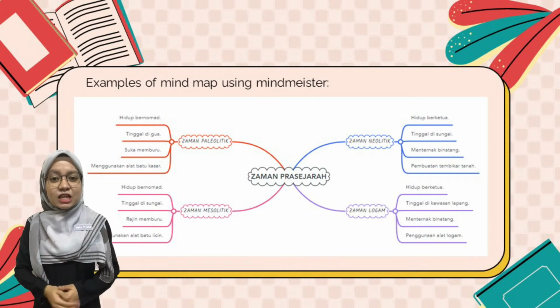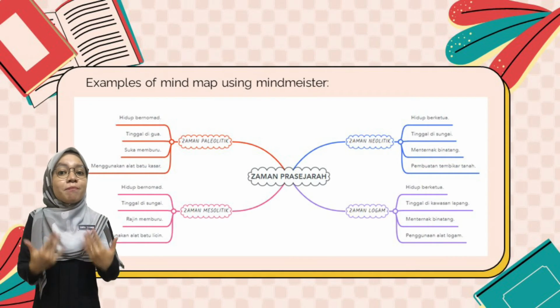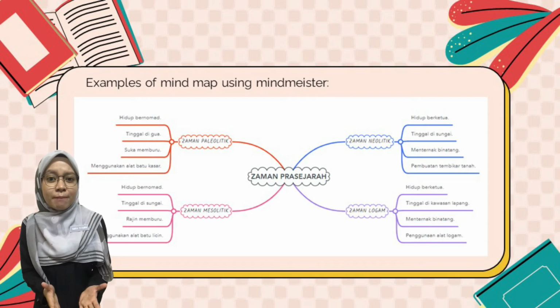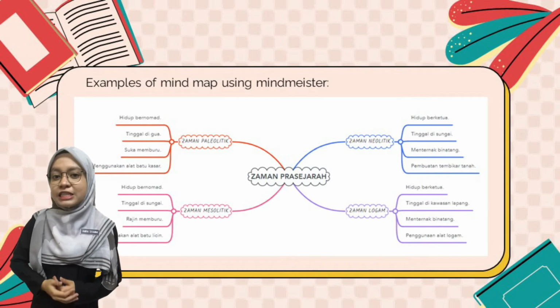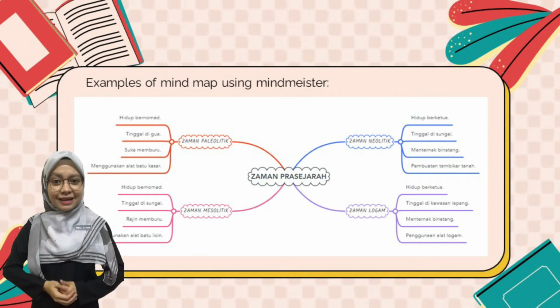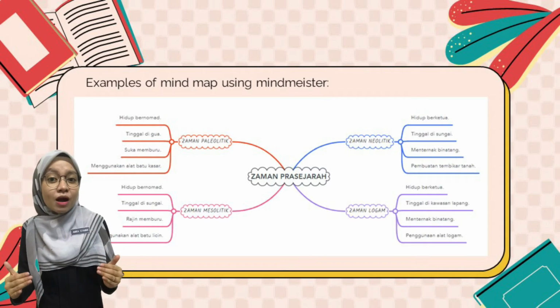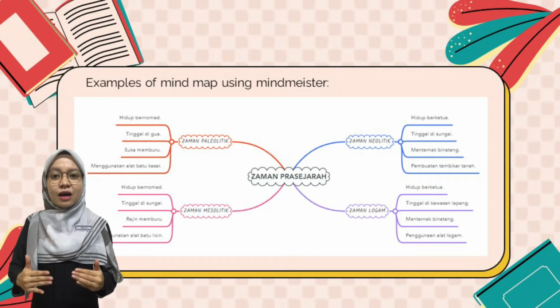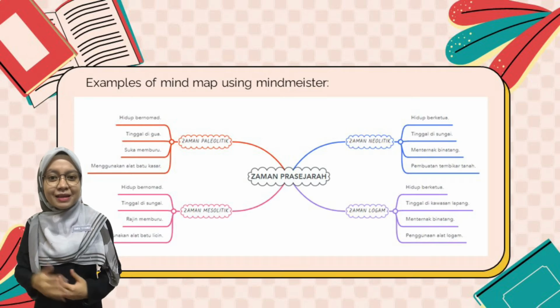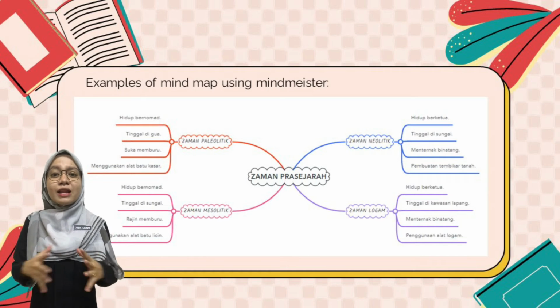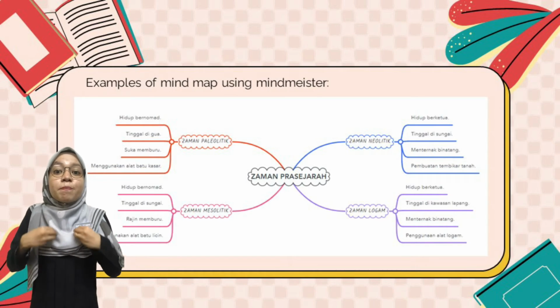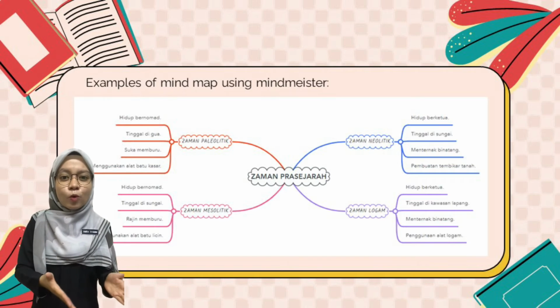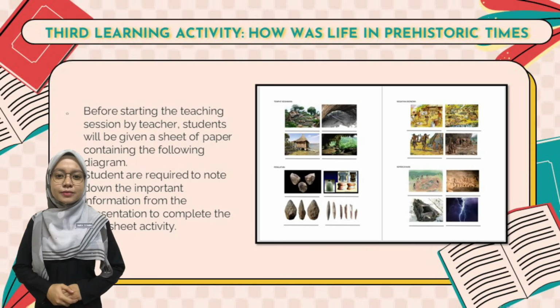After 5 minutes, students should share their MindMaster link. The best mind map will be selected for display to all students in the class. Here is an example of a mind map using MindMaster. This activity will encourage students to interpret the content of the mind map well to other students.